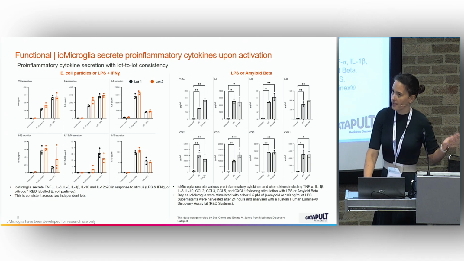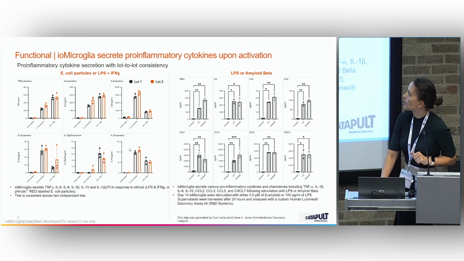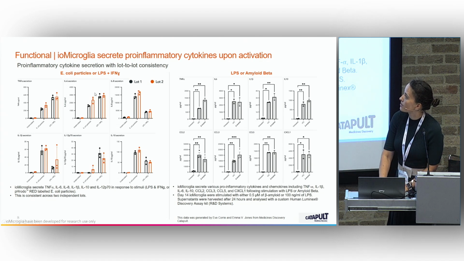But on top of that, we look at cytokine secretion as well. So this is just internal data sets to show that when we stimulate our cells with LPS and interferon gamma or E. coli particles, we get that pro-inflammatory response, so secretion of TNF-alpha, secretion of IL-6, and this is reproducible between each batch that we generate.